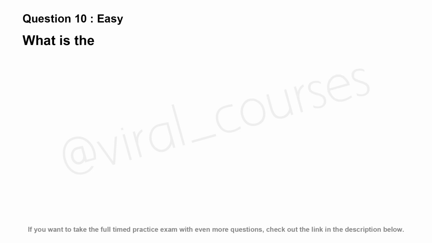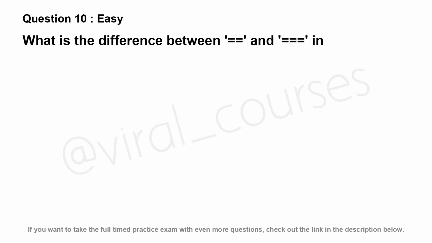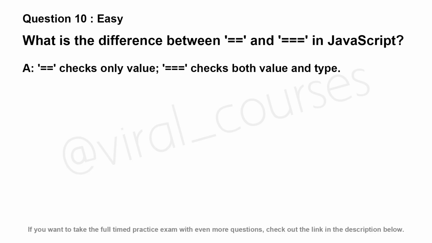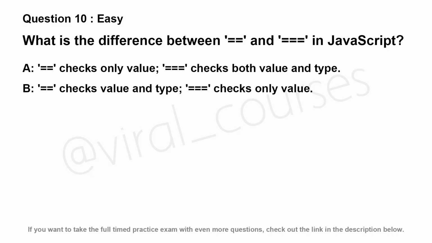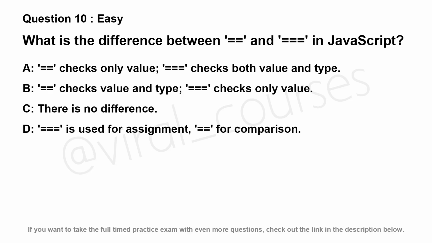What is the difference between == and === in JavaScript? Option A, == checks only value. === checks both value and type. Option B, == checks value and type. === checks only value. Option C, there is no difference. Option D, === is used for assignment. == for comparison.